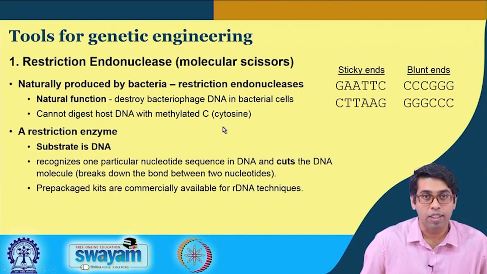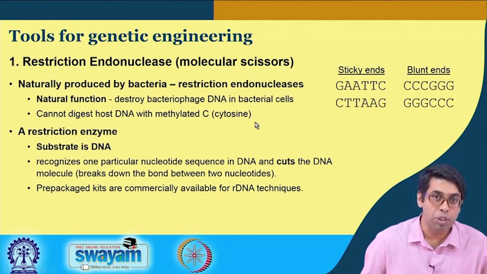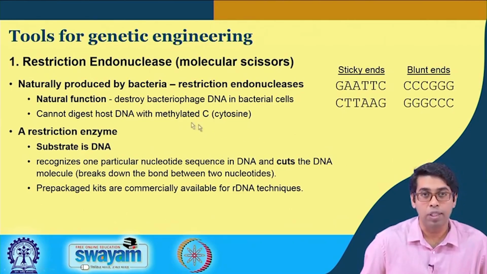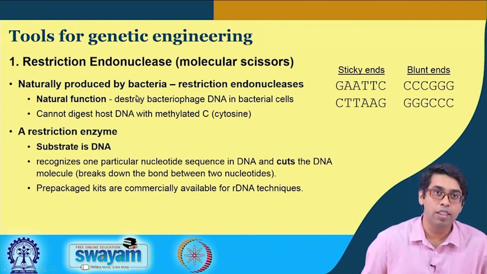So, the bacterial DNA is not destroyed, but the viral DNA will be destroyed, and we are going to use this particular enzyme to do our cutting job, because as you will see, when you do PCR and other reactions, what you get is a naked DNA which has no methylation or anything on it. So, it can be easily acted upon by these endonucleases.